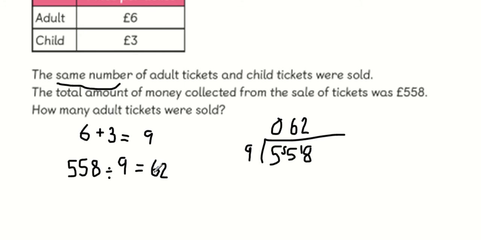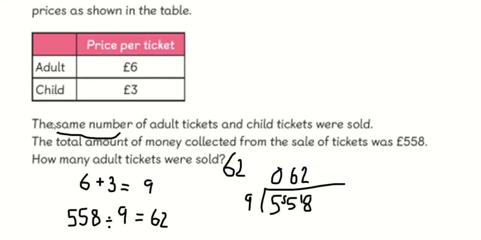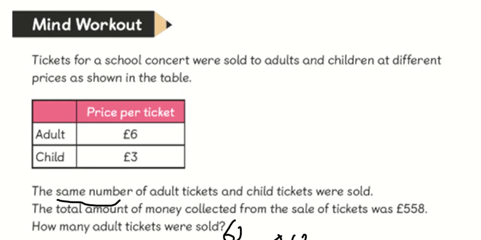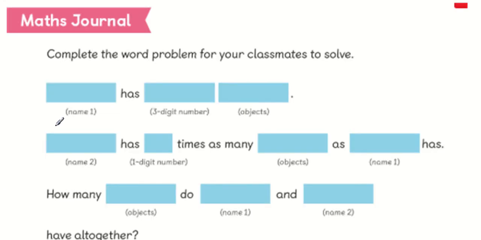So 62 child and adult tickets were sold together at the same time, which means that there were 62 adult tickets sold and 62 child tickets sold. So our answer then is going to be 62 adult tickets were sold. That is a bit of a tricky one. Let's have a look then at our next activity.